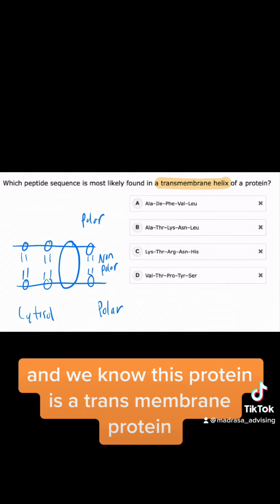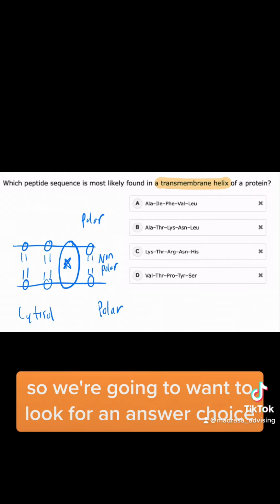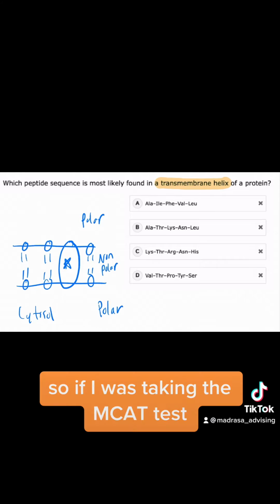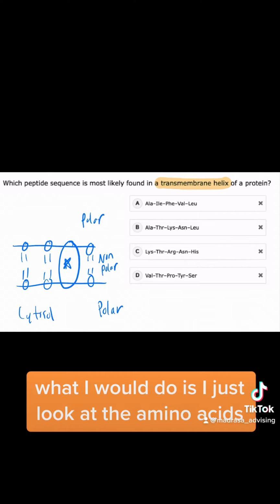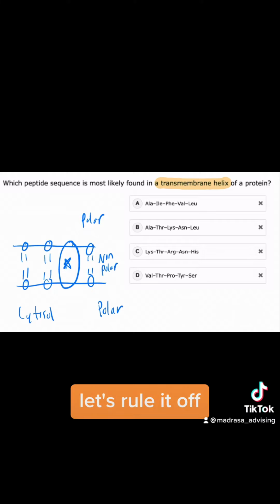And we know this protein is a transmembrane protein. So that's going to be stuck right in here, in that nonpolar region. So we're going to want to look for an answer choice that has nonpolar amino acids involved. So if I was taking the MCAT test, what I would do is I just look at the amino acids and figure out if there's a charged one, let's rule it off.